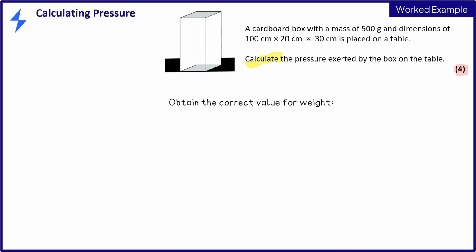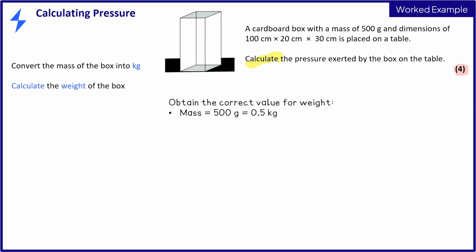Obtain the correct value for the weight of the box. Convert the mass from grams into kilograms so it is easier to calculate the force. There are 1,000 grams in 1 kilogram. So 500 grams is equal to 500 divided by 1,000, which is equal to 0.5 kilograms.